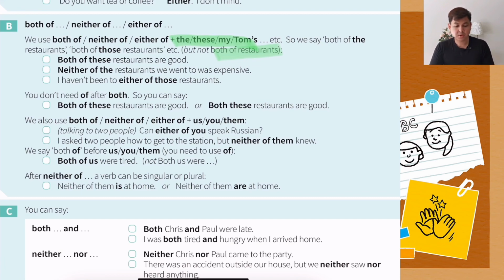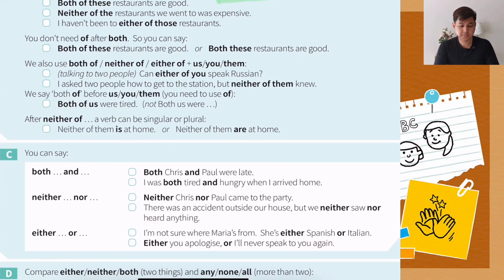Neither of the restaurants we went to was expensive. And then, I haven't been to either of those restaurants. I haven't been to number 1, or number 2, I haven't been to any. You don't need of after both, so you can say, both of these restaurants are good, or you just say, both these restaurants are good. You see the difference here?